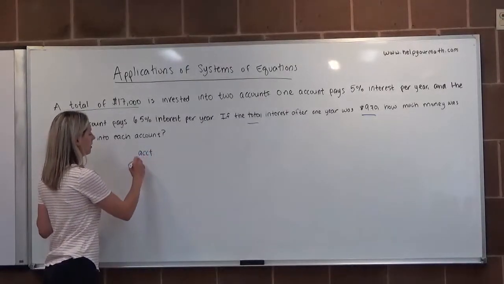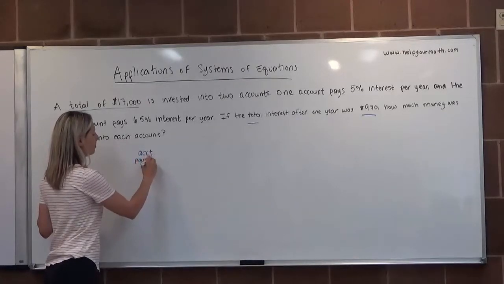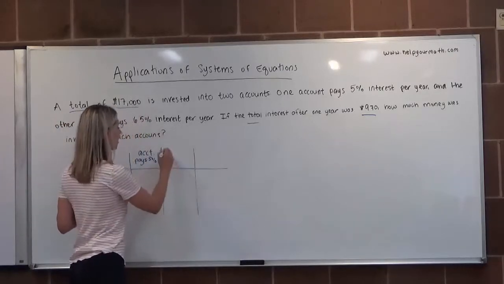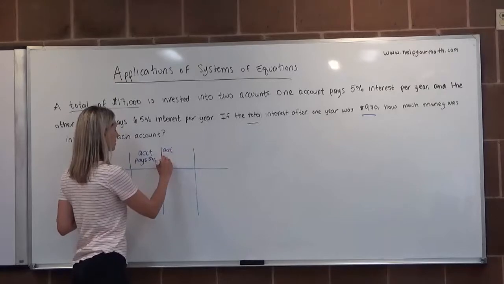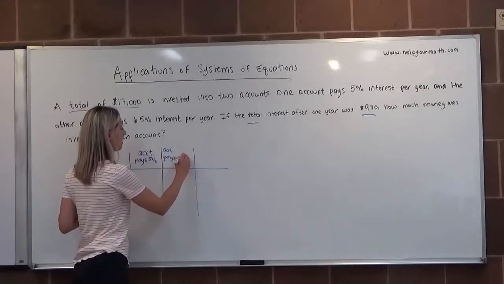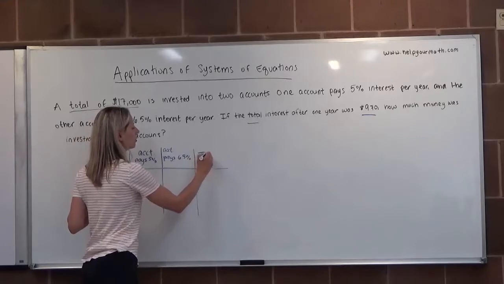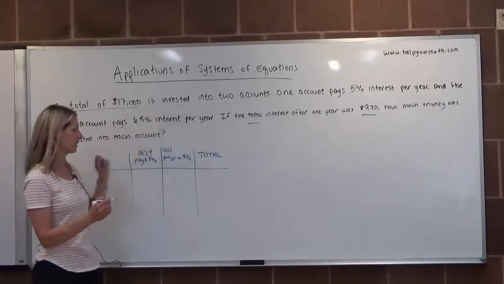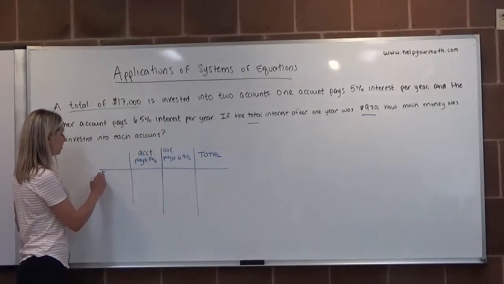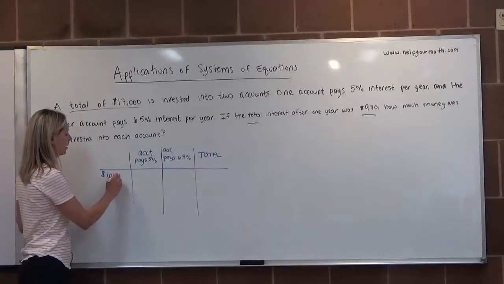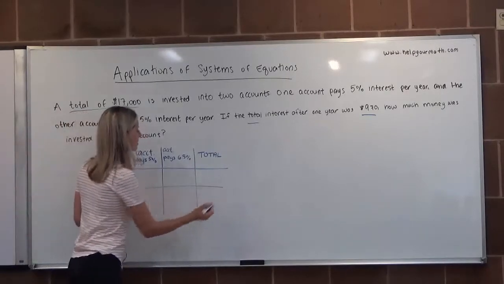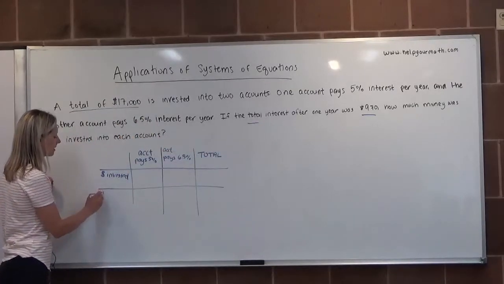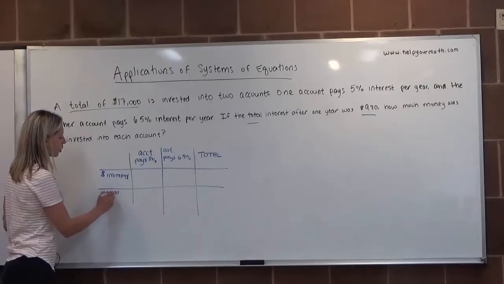So account pays 5%, and that's going to be one column. And we're going to have another column for the account that pays 6.5% interest. And then we're going to have our total column. Okay, now what are the two totals? This is money invested. So one, we're going to have money invested, which I'm going to write as $ invested. And what's my other total? It says total interest. Interest is something that's earned. So when I write this, I'm going to say interest earned.